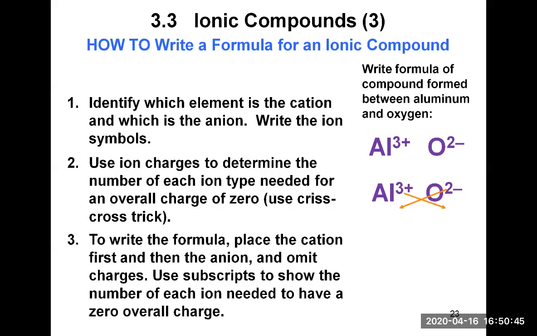To write the formula, place the cation first, then the anion, and omit the charges. Use subscripts to show the number of each ion needed to have a 0 overall charge. So the criss-cross trick shows that it's Al2O3. The 2 came from the 2 minus from oxygen, and the 3 came from the 3 plus from aluminum.